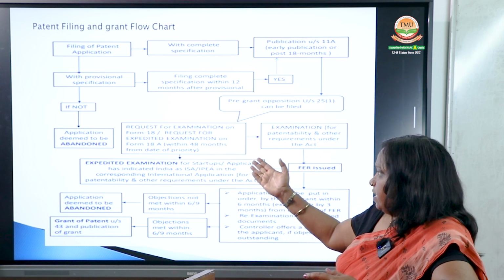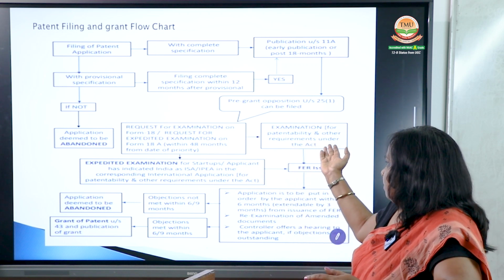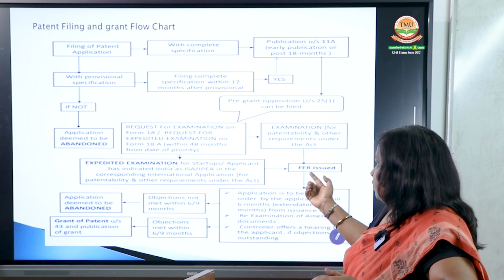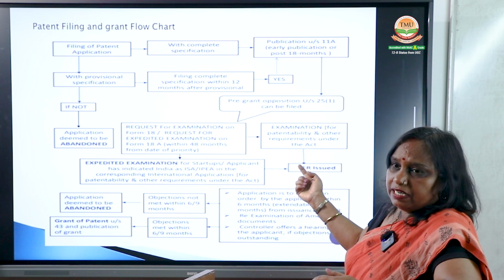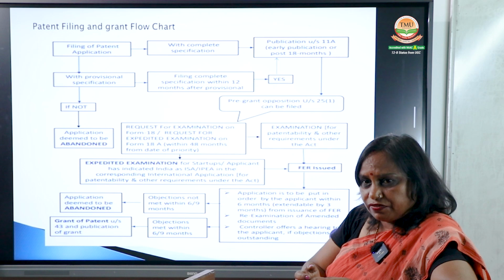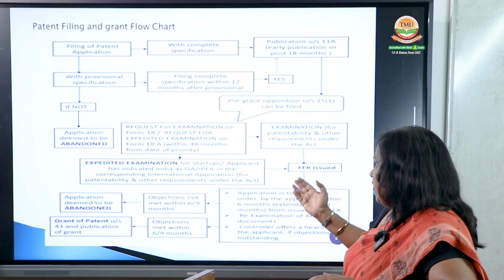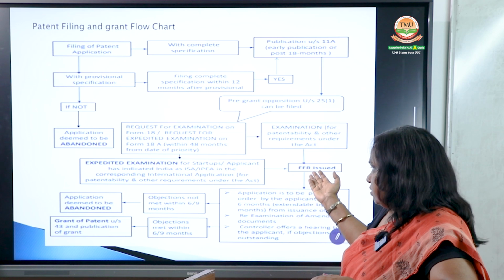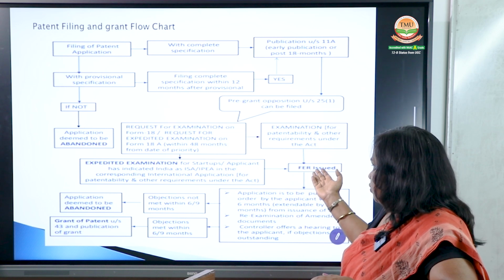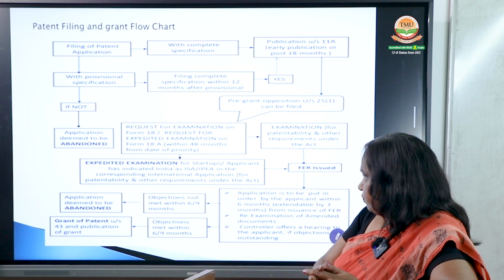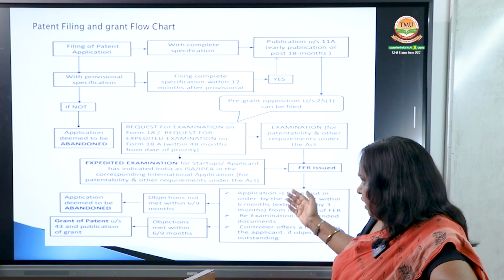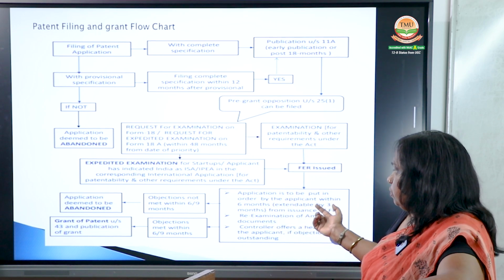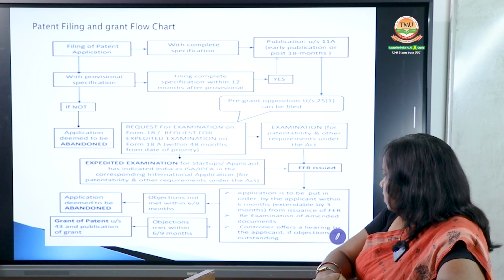Then after this, the examination for patentability and other requirements are to be fulfilled, and after fulfilling the requirements, once the patent office is satisfied, the FER is issued. FER stands for First Examination Report. It is issued, and finally the application has to be put in order by the applicant within 6 months.